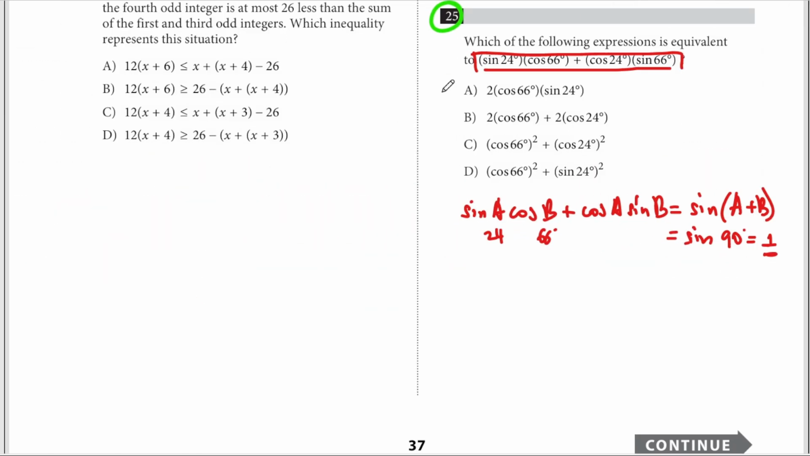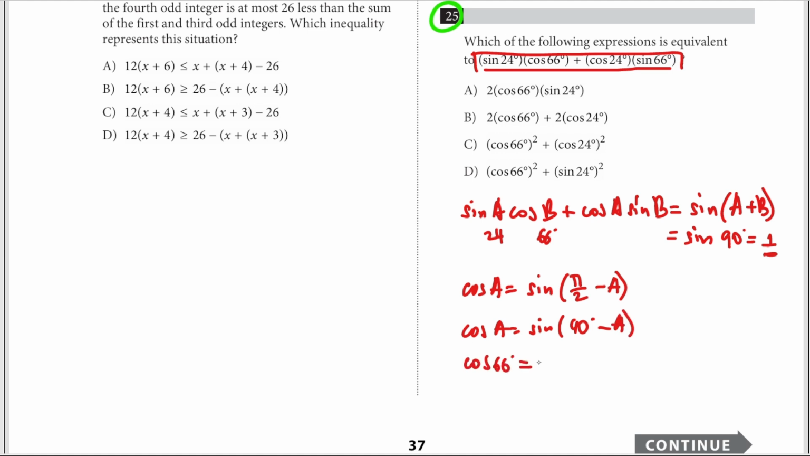Option A. For option A, you need to know another formula: cosine of A is equal to sine of pi over 2 minus A. In layman's terms, cosine of A is equal to sine of 90 degrees minus A. Essentially, cosine of 66 is equal to sine of 24, and vice versa: sine of 24 is equal to cosine of 66. So we can convert cosine of 66 into sine of 24.